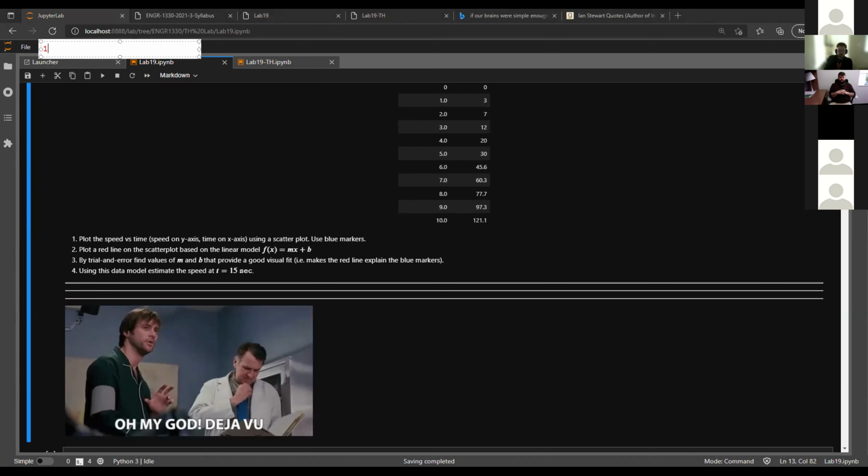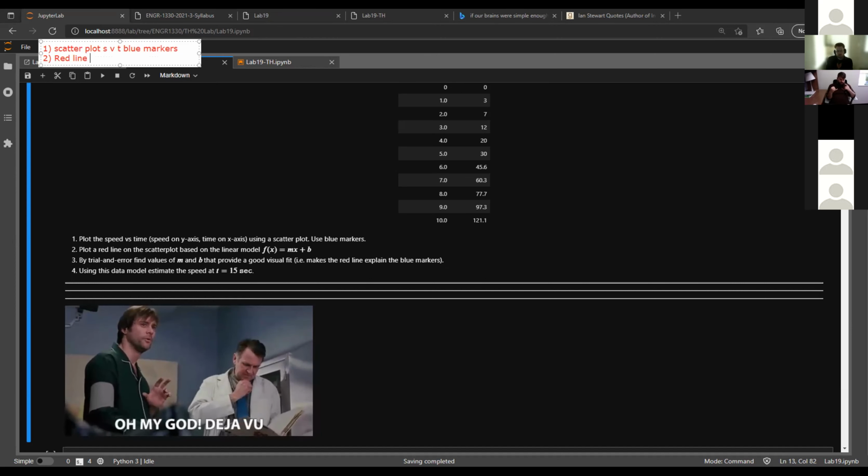Okay, so one, we want to plot speed versus time, blue marker. I'll call it scatter plot because that's what we want, scatter plot. Okay, and that's the first thing we want to do. Two, we want a red line based on y equals mx plus b.